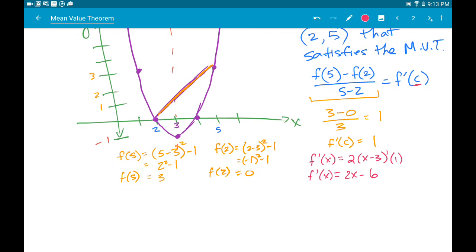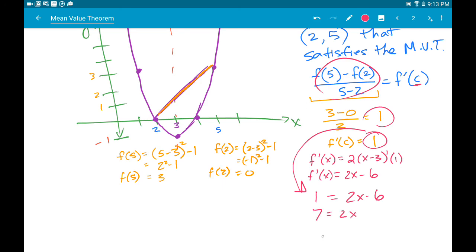And to close the deal, I want my derivative to be equal to this slope. So last step, I set my derivative equal to 1. And I'm going to add 6 to both sides. I'm going to divide both sides by 2. And I get 7/2. And we say, what is 7/2? All right, 7/2 is the x value. 7/2, you know, is about right here.